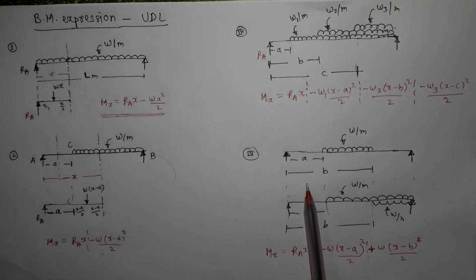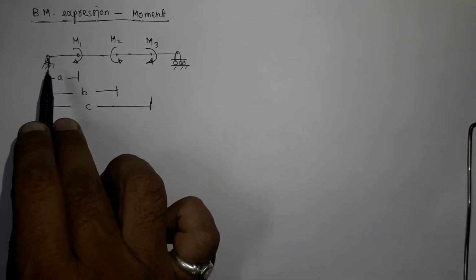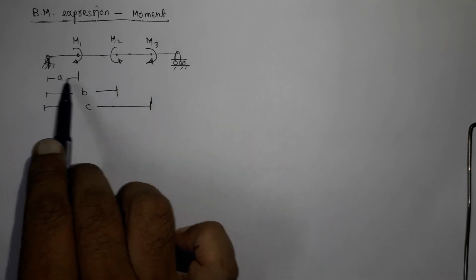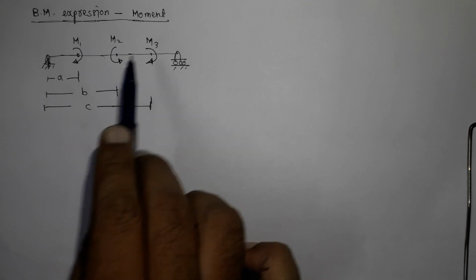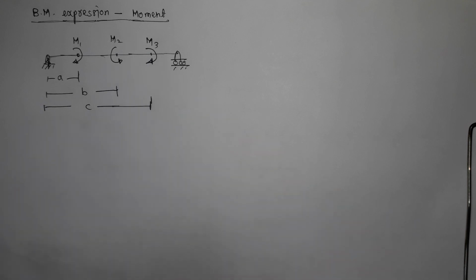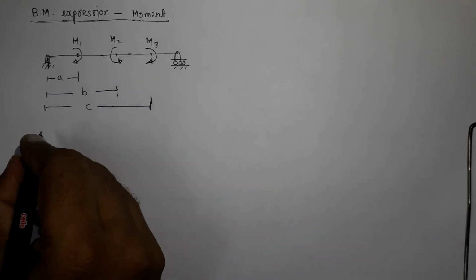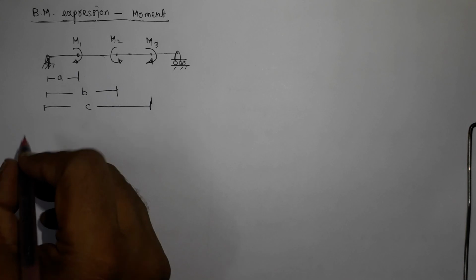Now when we take the first section, it will be RA into X. In the second section it is minus W because the downward loading is there, and plus W is because of the upward loading. Let us consider this beam in which three moments have been shown. M1 is acting at a distance A, M2 is acting at a distance B, M3 is acting at a distance C from the left end. Now it is clear that there are four subspans. So the bending moment expression can be written like this.